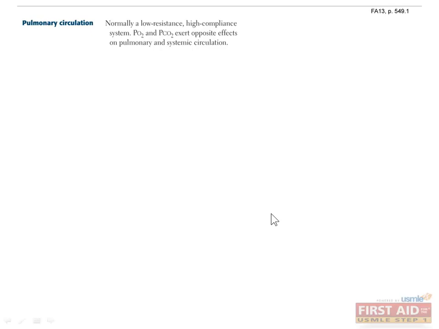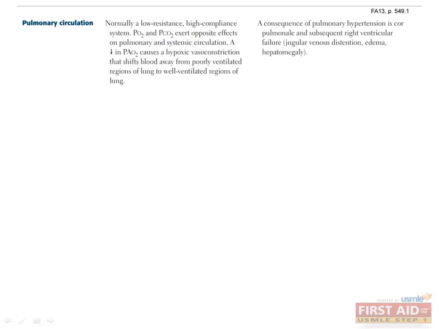The oxygen and carbon dioxide content of blood each have different effects on pulmonary and systemic circulation. This is an important concept to understand, as it will help you reason through situations where you may not have an immediate answer. Now let's look at oxygen. Systemically, a decrease in alveolar PO2 shunts blood away from less ventilated regions of the lung. This leads to vasoconstriction and pulmonary hypertension, which we'll discuss in a bit.